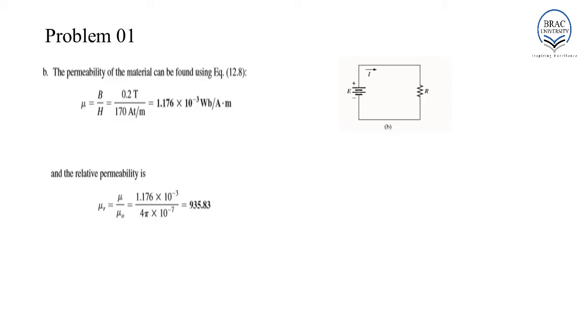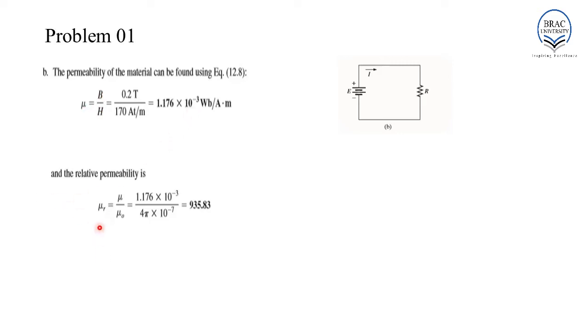Now, we have to determine mu and mu r. From the BH curve, we know the value of H and we know the value of B from the given information in the question. We know that B equals mu H. So, substituting the values of B and H, we can easily determine mu.